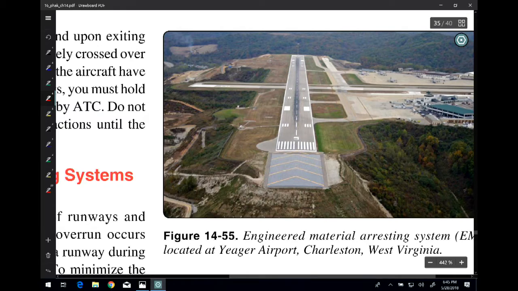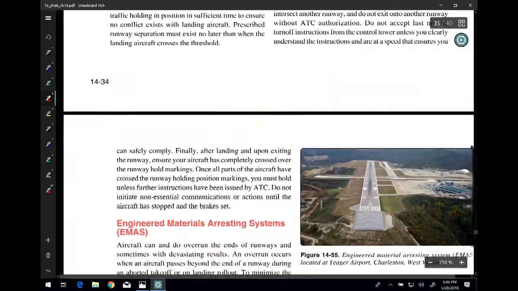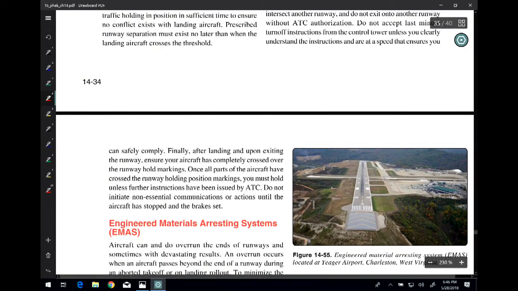What you do not want to do is to go past this area here and get on this EMAS surface. It will destroy the surface, and it's like putting your airplane in quicksand. So you definitely want to avoid the EMAS piece there. It's very important that you do that, okay? Because you don't want to mess up your aircraft, and you don't want to mess up the surface there for somebody else who's actually going to need it. And so that is that engineered materials arresting system piece.